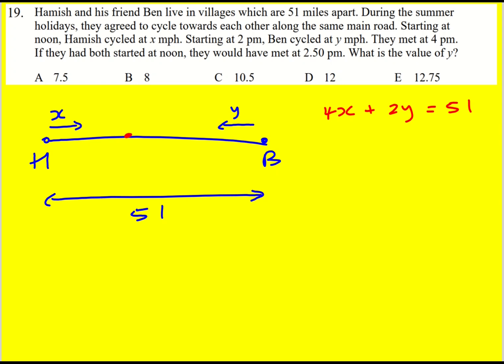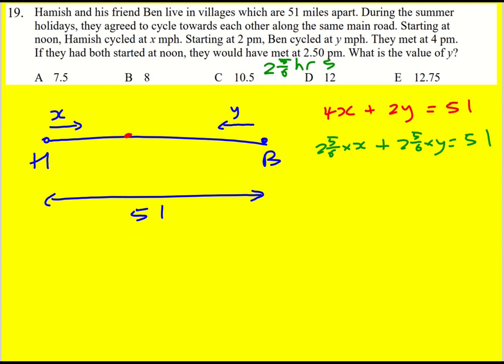So if they both started at noon, they would have met at 2:50. So in this case, they're both traveling for 2 hours and 50 minutes, or 2 hours and 50 over 60 hours, or 2 and 5/6 hours. So I've got another equation now. It would be 2 and 5/6 times x. That would be how far Hamish travels, plus 2 and 5/6 times y. That's how far Ben travels, and that again is going to equal 51.